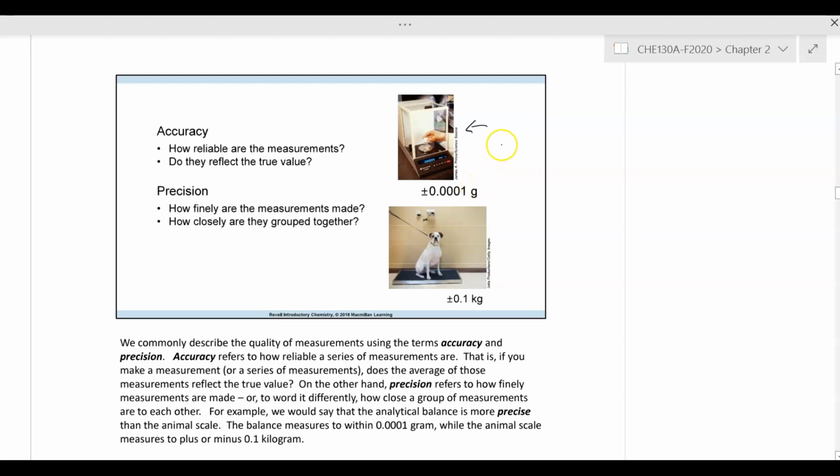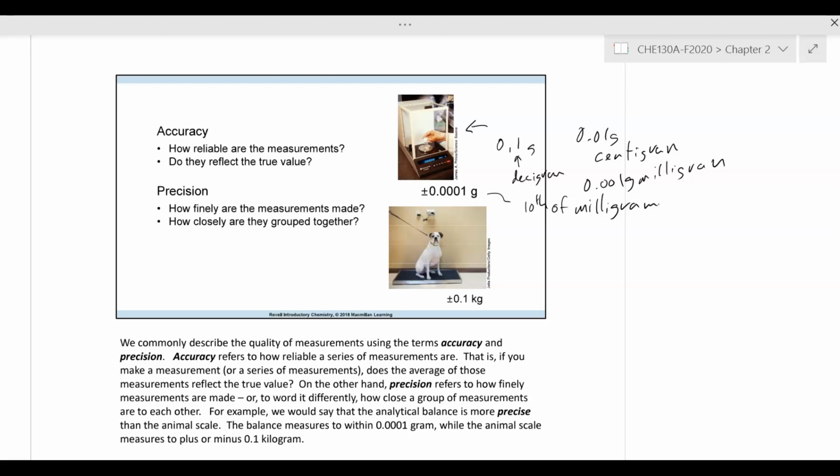So if we say 0.1, that would be a decigram. 0.01 would be a centigram. 0.001 would be a milligram. And so going out three zeros and one, that is a tenth of a milligram. That is a very, very precise measurement. And you see that we got all these screens around the balance there because air currents can affect that.